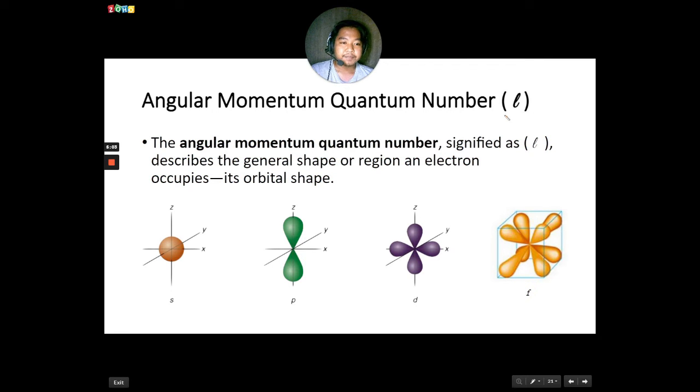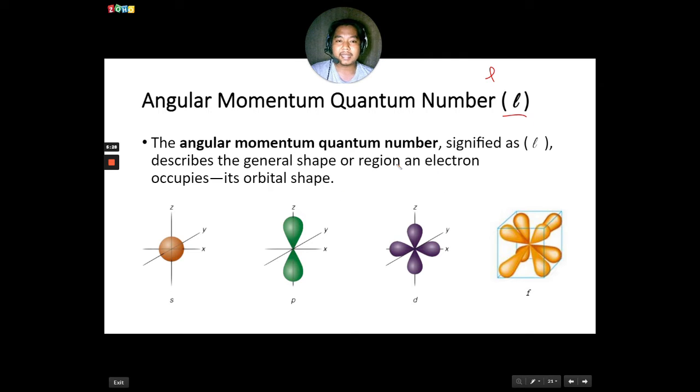All right. So the second quantum number is cursive L. We call it the angular momentum quantum number. The angular momentum quantum number, signified as cursive letter L, describes the general shape of the region an electron occupies, or the shape of its orbital.